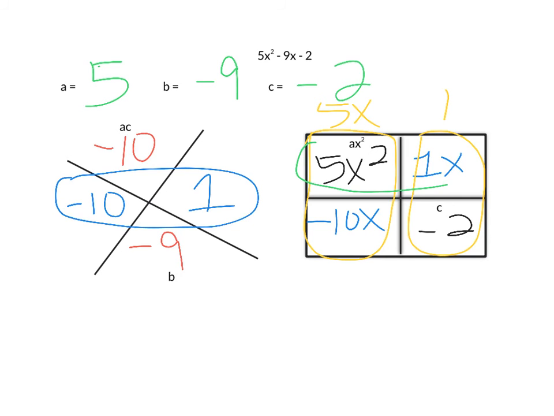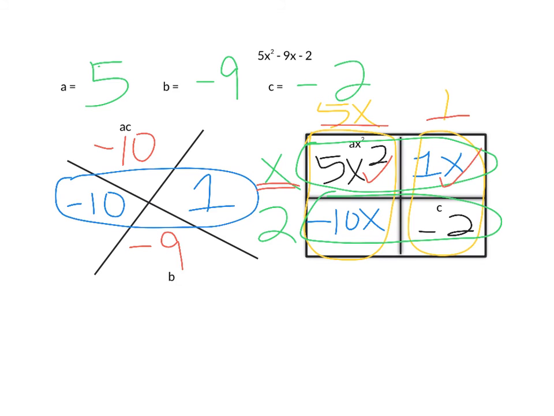Then if I look at 5x squared and 1x, their only common factor is x. And if I look at negative 10x and negative 2, their common factor is 2. Now remember, since I have negatives, I need to check to make sure it actually works. If I multiply x by 5x, it gives me 5x squared. That checks out. If I multiply x by 1, that gives me 1x. That checks out.